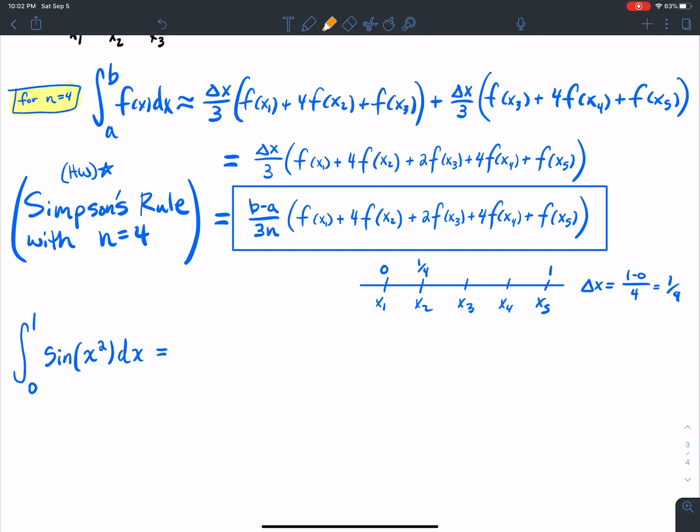So I add a fourth, I get a fourth. I add a fourth again, I get a half. I add a fourth again, I get 3/4. So these are the inputs that I'm going to plug into my function, where my function for this particular problem is f of x equals sine of x squared. So I'm going to be plugging in 0 squared, 1/4 squared, 1/2 squared, 3/4 squared, and then 1 squared. Okay? So plug in with your formula.